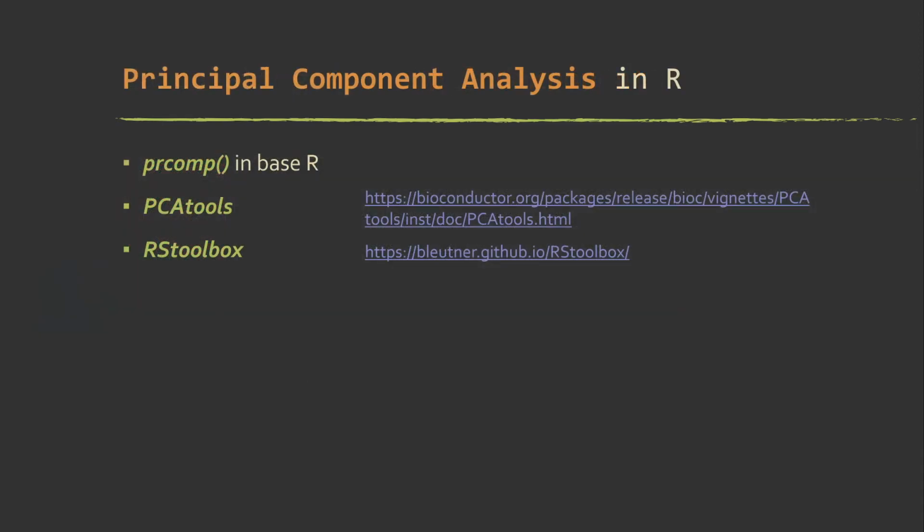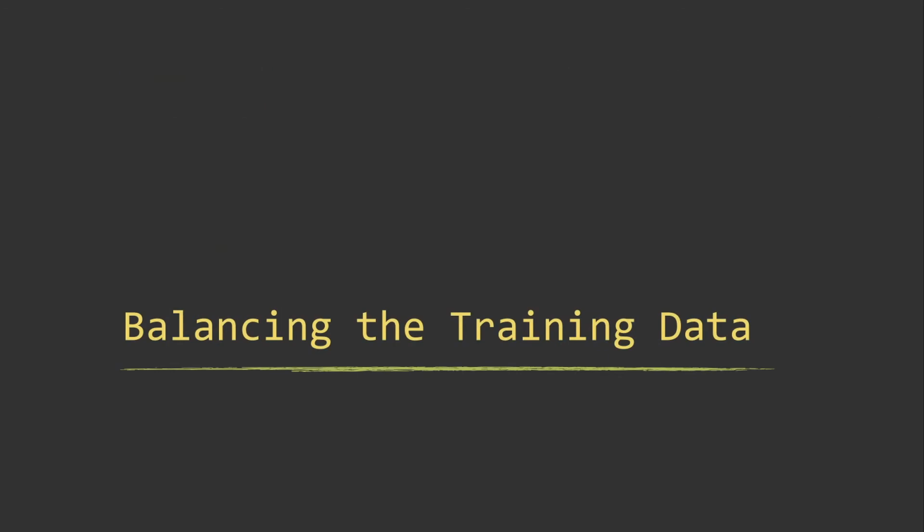If you're interested in applying principal components in R, there are a couple of different ways to do it. There's the prcomp function in base R, so it's in the base R installation. There's also the PCA tools package, and for applying principal components to raster data, remotely sensed data, you can do that with the RS toolbox package. Okay, let's continue on here.